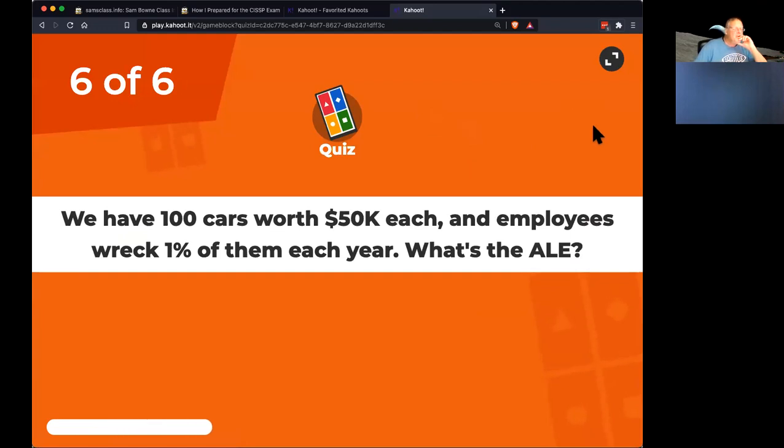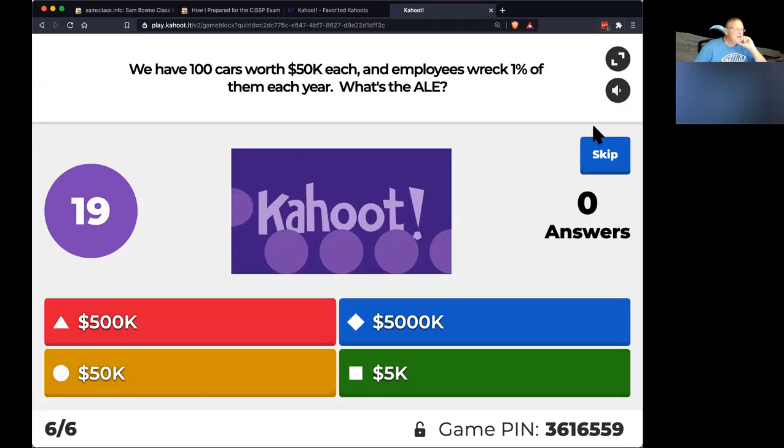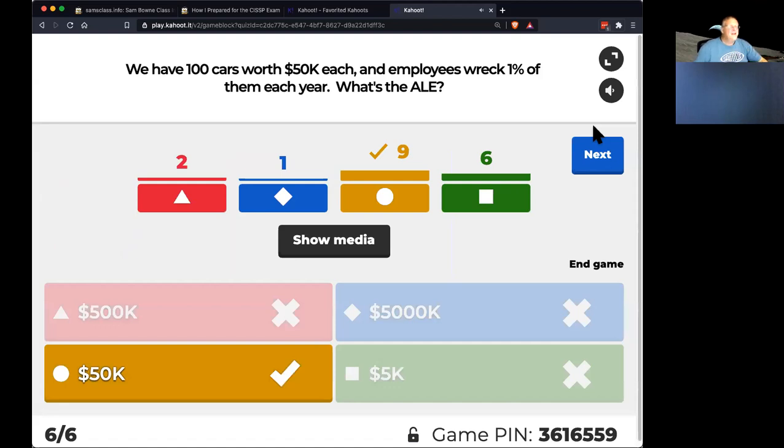Anyway, you have 100 cars worth 50K each, and employees wreck 1% of them every year. So what's the annualized loss expectancy? Right. They're going to lose one of them. So that's 50K. All right, good.